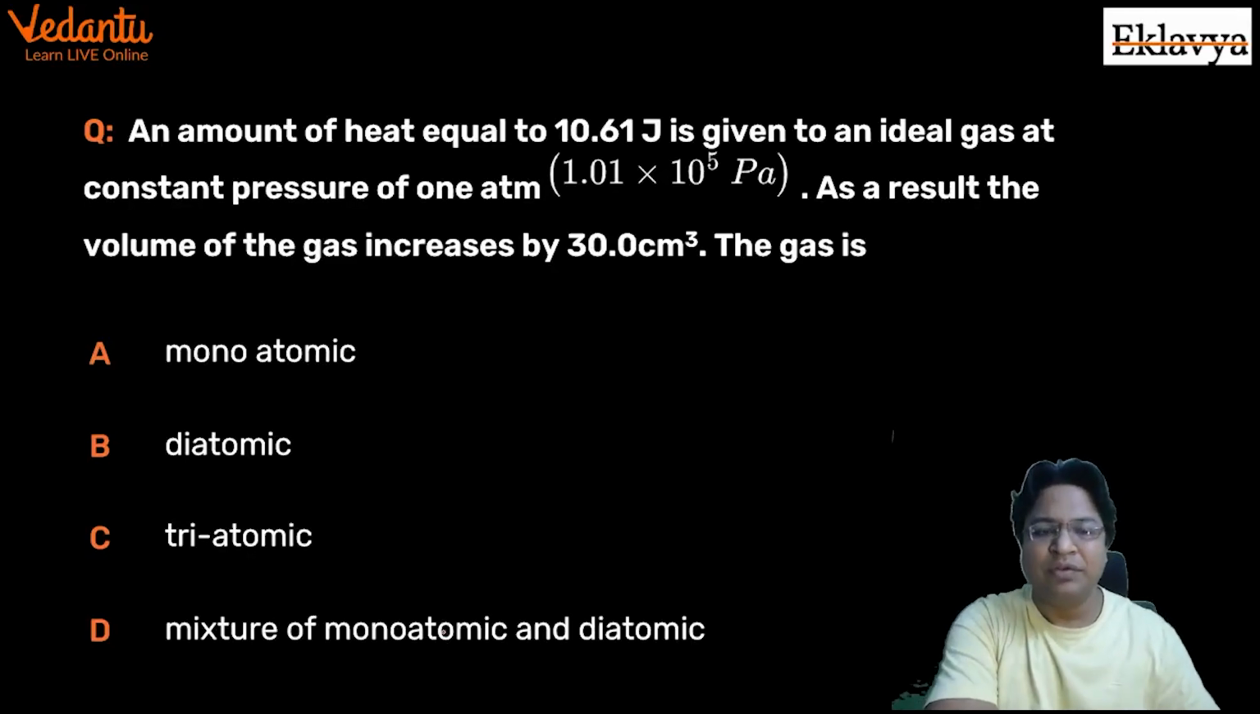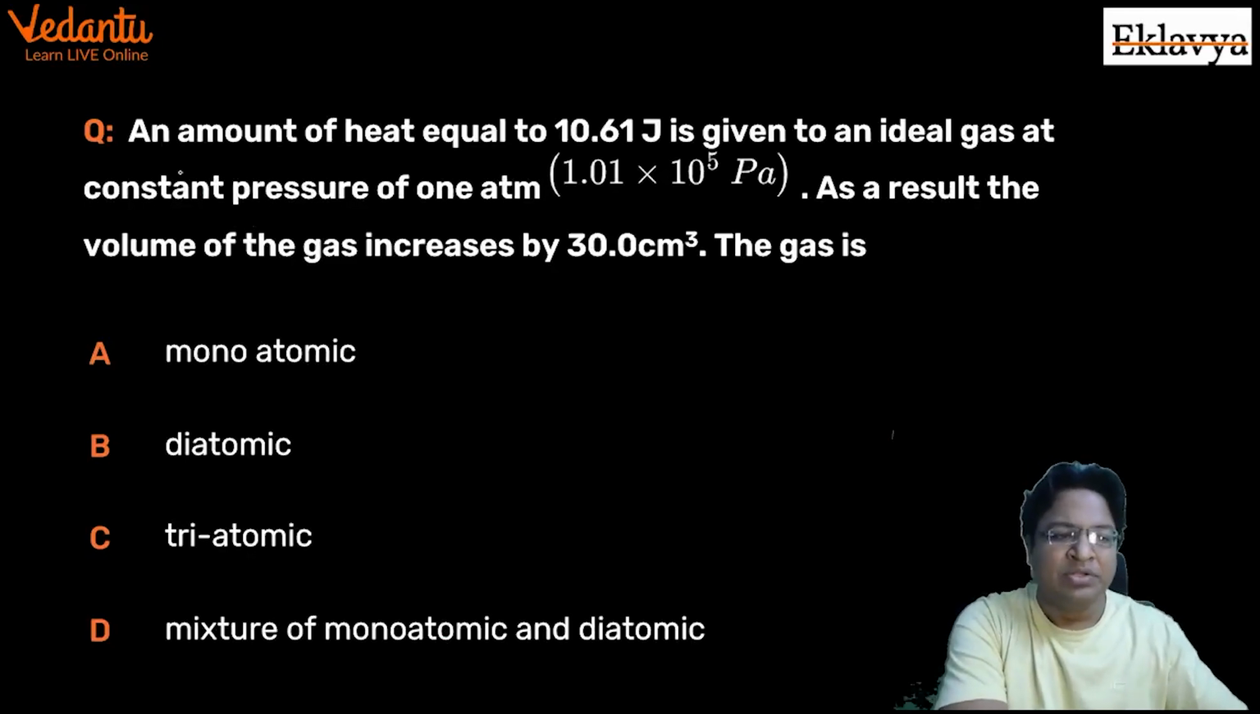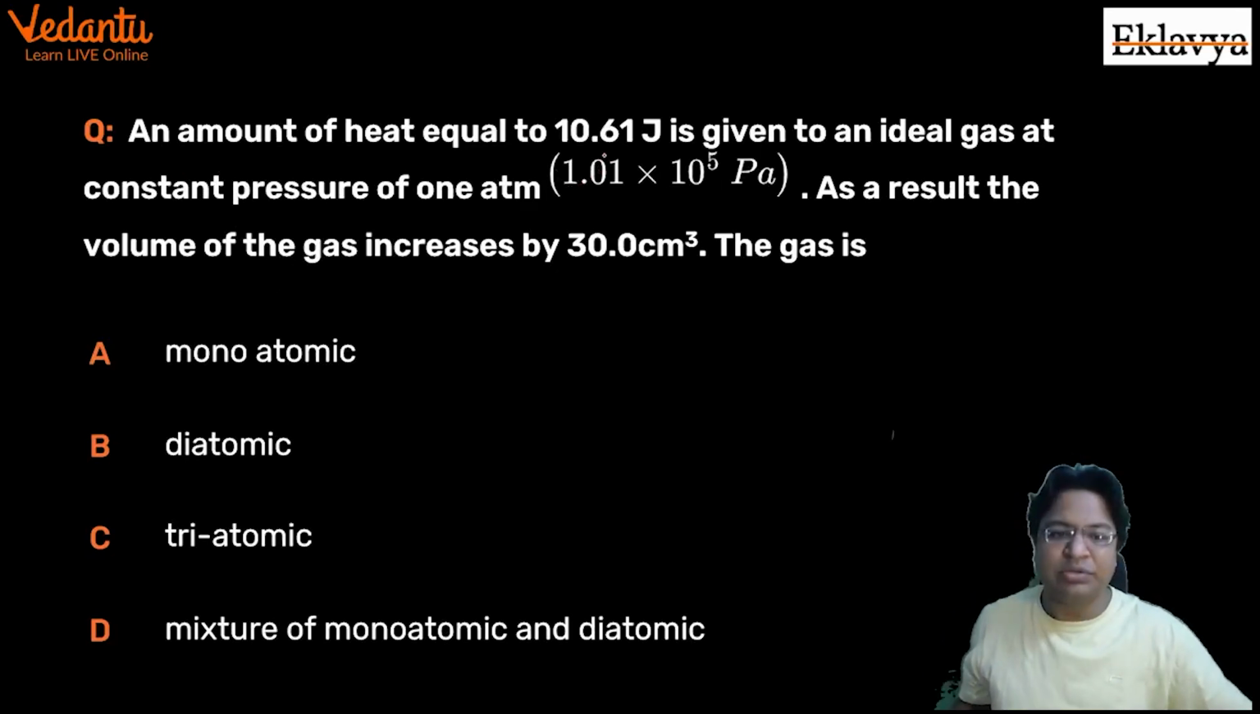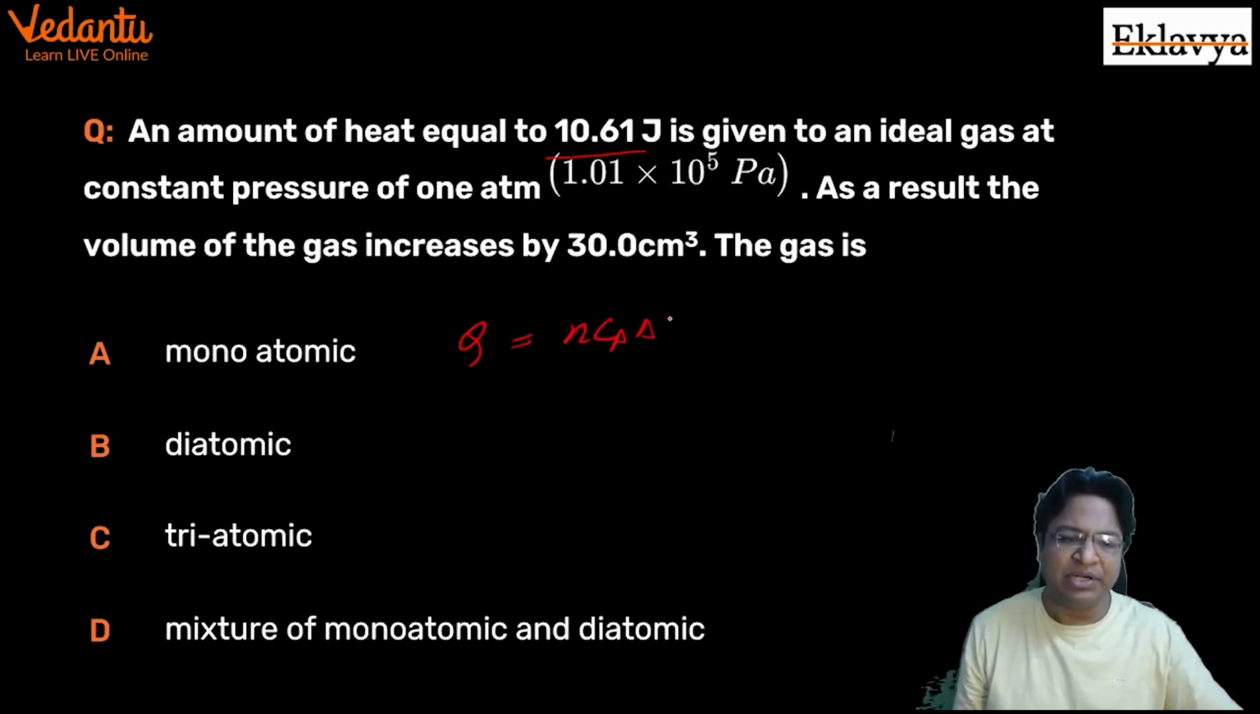We now begin solving of question number 6. This question says an amount of heat equal to, I think this number may be misplaced. No, it's correct. 10.61 joule is given to an ideal gas at a constant pressure of 1 atmosphere. As a result, the volume of the gas increases. The heat given during an isobaric process can be written as nCp delta T, and Cp is gamma R upon gamma minus 1.